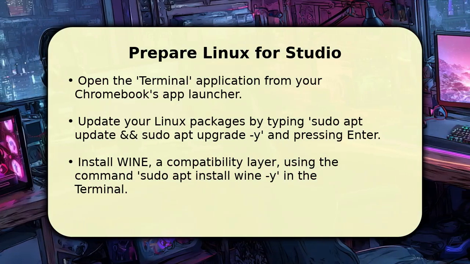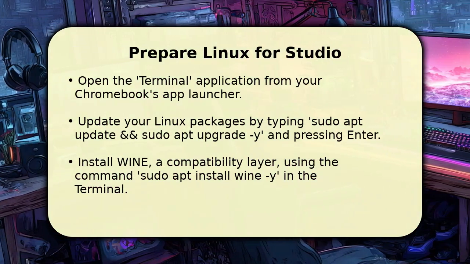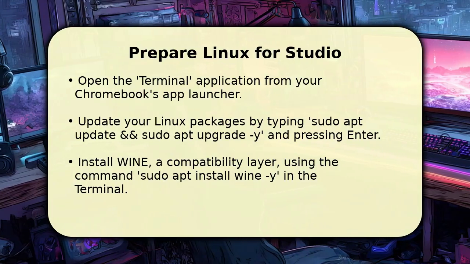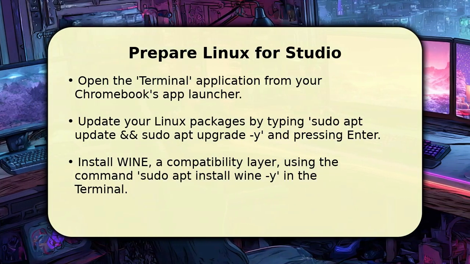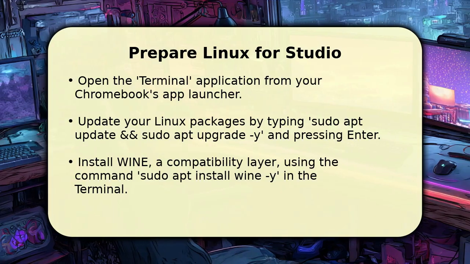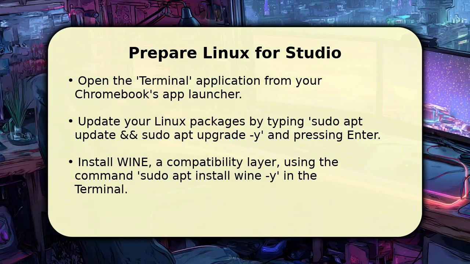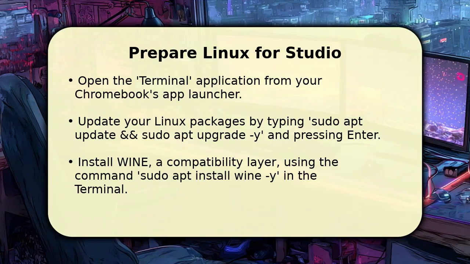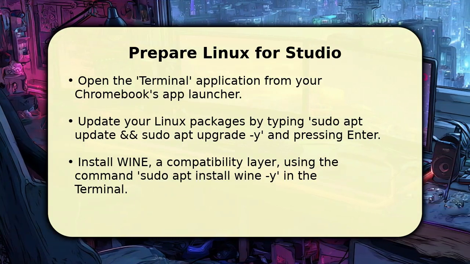Now that Linux Beta is active, open the terminal application from your Chromebook's app launcher. First, update your Linux package list and upgrade any existing software. Type sudo apt update and sudo apt upgrade -y and press enter. This ensures your system is current.